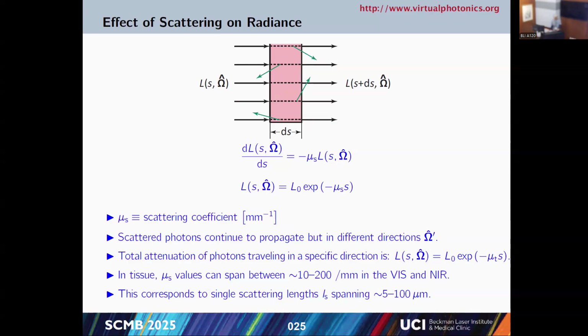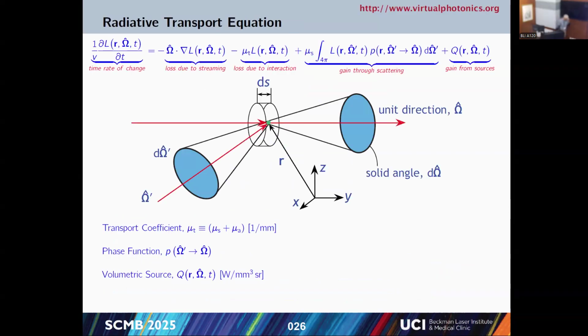Okay, so now we've got to put all these together. And so we've got to make sure that whatever governing equation we adopt handles the extinction of light due to absorption and handles the redirection of light due to scattering. And that's where the radiative transport equation comes in. And it's a scary equation, but I want to emphasize the physics, okay? So how is this equation formulated?